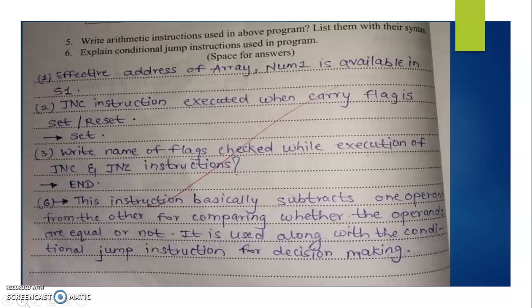The effective address of array num1 is available in SI. The JNC instruction is executed when the carry flag is reset. Write the name of the flag checked while executing the JNC and JNZ instructions. This instruction basically subtracts one operand from the other for comparing whether the operands are equal or not. It is used along with the conditional jump instruction for decision making.